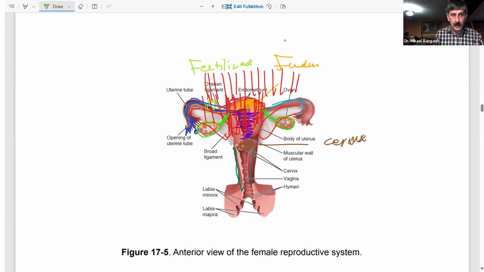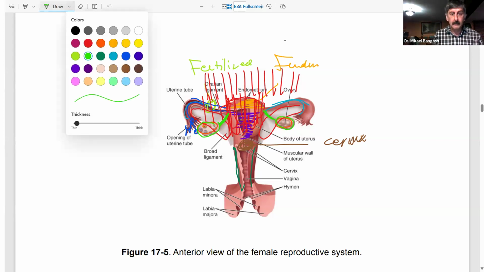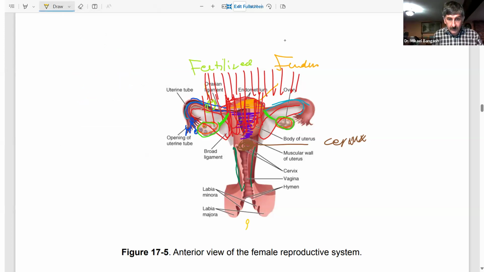Unlike the testes that were attached to the tubular system via the epididymis and so on, that's not going to be the case here. So let's say a sperm travels.